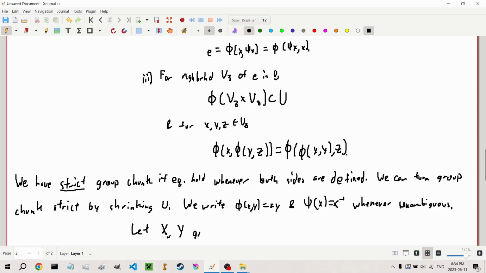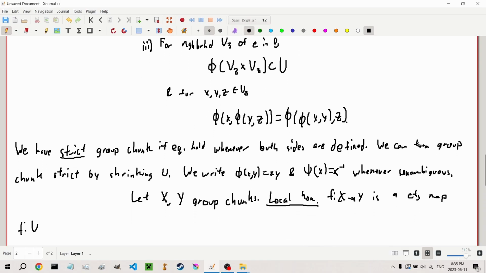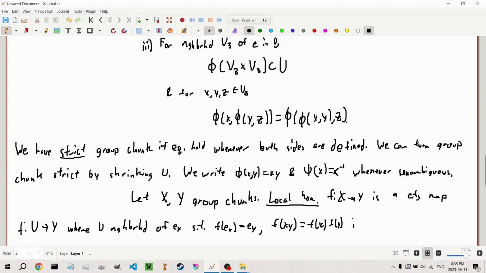Let x and y be group chunks. A local homomorphism f from x to y is defined to be a continuous map f from u to y, where u is a neighborhood of e to the x, such that f of e to the x is e to the y, and f of xy is f of x, f of y in a neighborhood of e to the x.